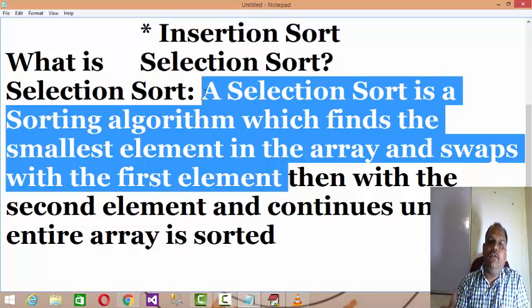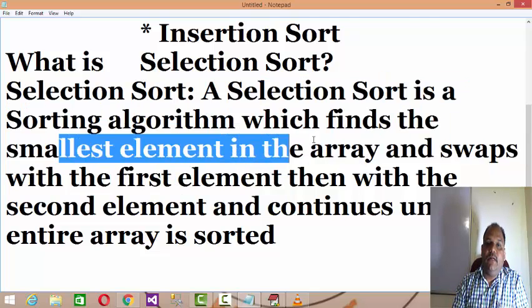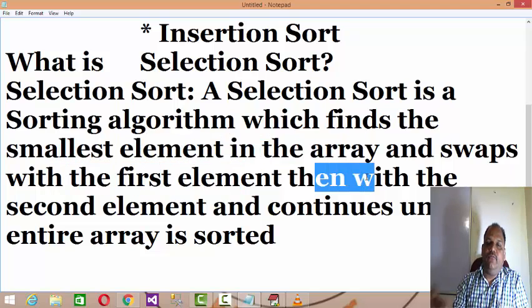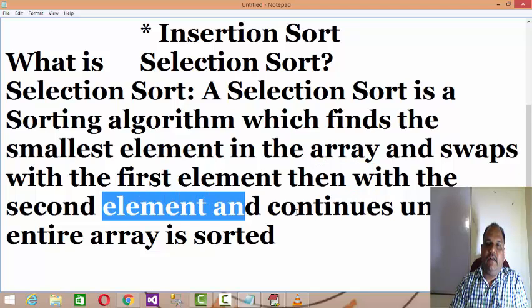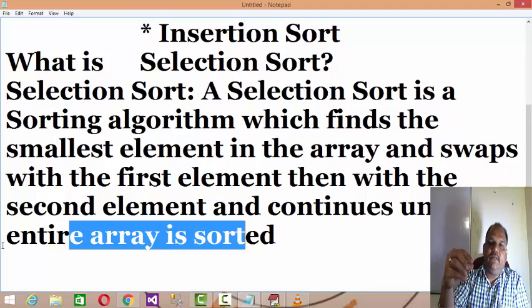In this manner, if you continue, selection sort is a sorting algorithm which finds the smallest element in the array and swaps it with the first element, and then obviously whatever element is available in that position has to be swapped with the lowest one, then with the second element, and continues till the entire array is sorted. Means the lowest element will be placed in the first position, and whichever position that lowest element was in will be occupied by the element that was in the first position. In this manner, if you continue this algorithm, you will get the sorted array.